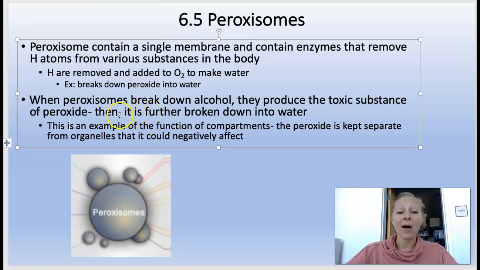An example of how peroxisomes form compartments, which is beneficial to the cell: when peroxisomes break down alcohol, they produce the toxic substance of peroxide. Peroxide is toxic to cells, which is why we have to break it down. It is then further broken down into water. But at that point, when it exists in the cell, it can be toxic and harm organelles. But since it's kept separate in this compartment away from organelles, it can't harm their function. So that is 6.5, and at this point I have decided to make 6.6 its own video. So this is just 6.5.